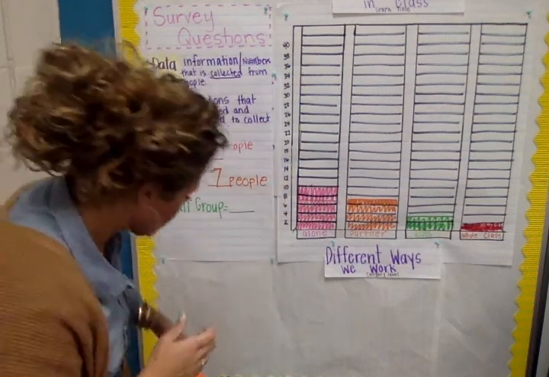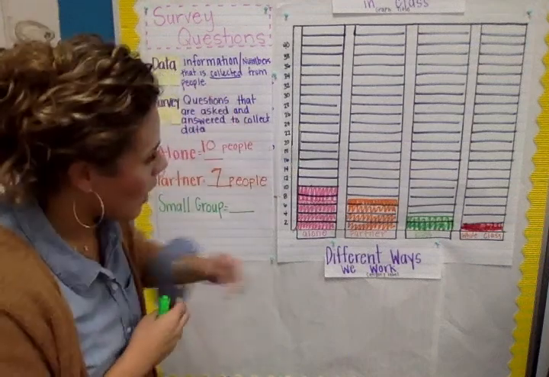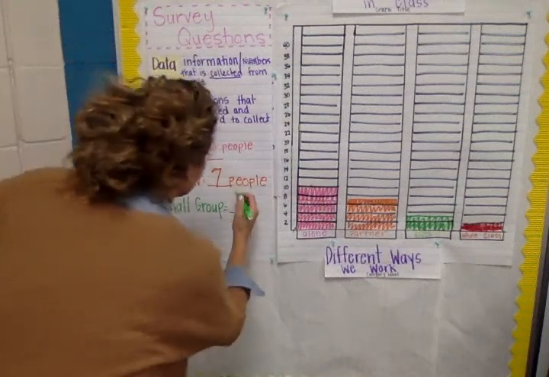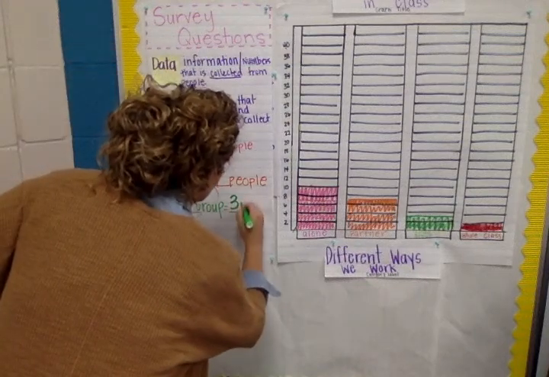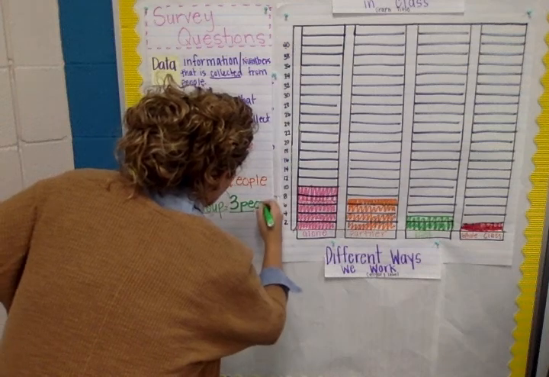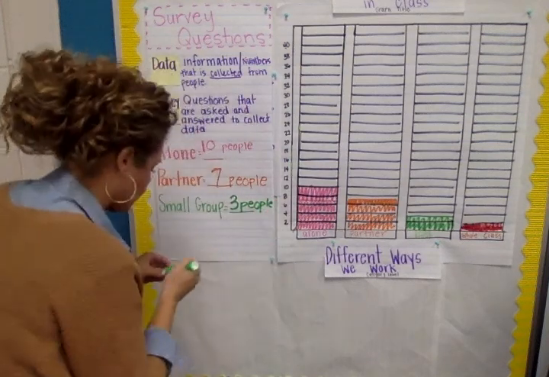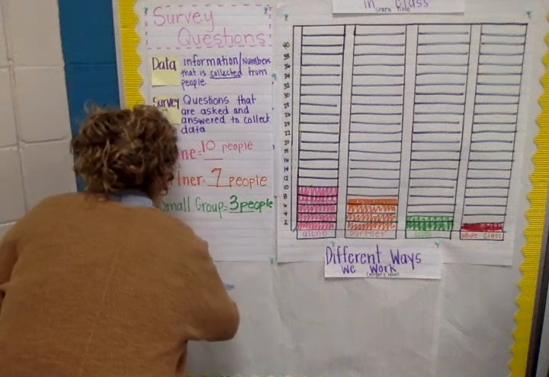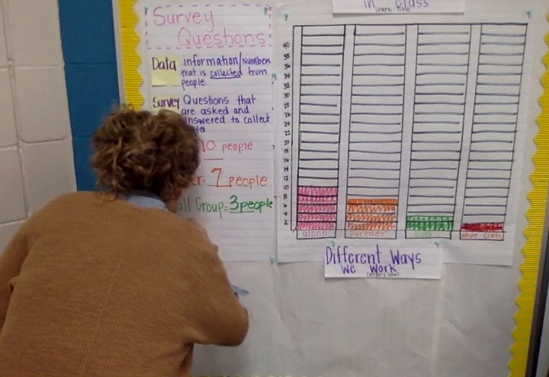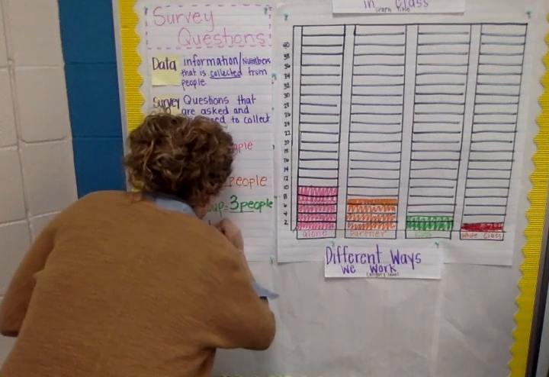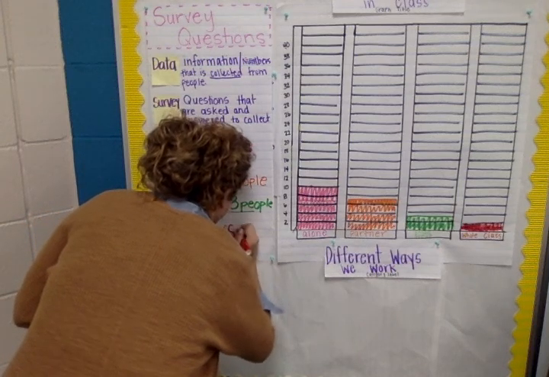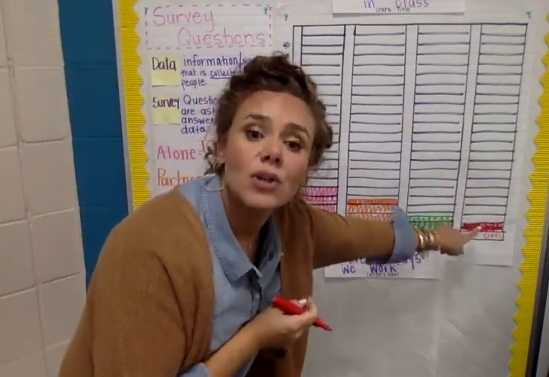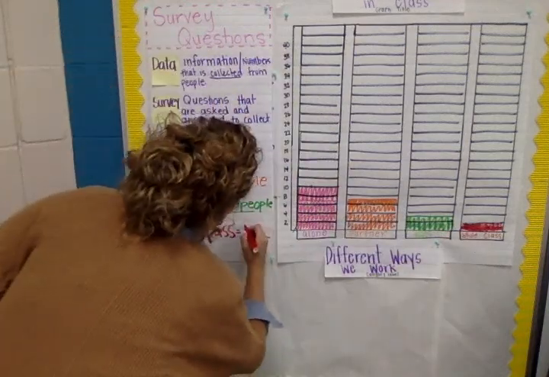Let's see how many people like to work in a small group. Well, we have 2 and 1 more left over. That makes 3. 3 people like to work in a small group. And last but not least, we have whole class. How many people like to work whole class? Well, 1 bar represents 2, so there are 2 people that like to work whole class.